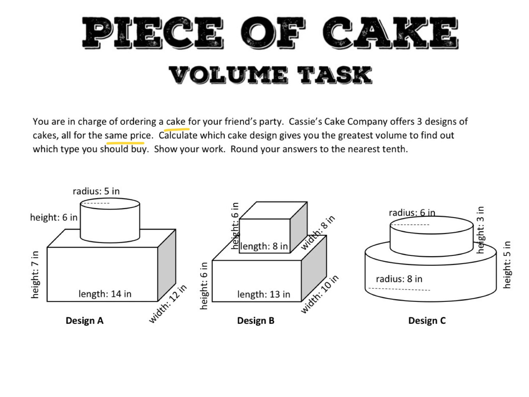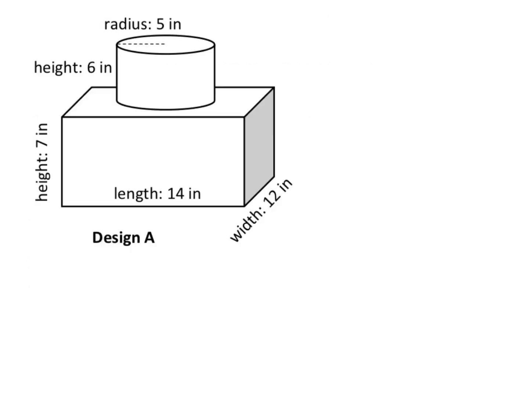So, you know, right away, I'm kind of drawn to this cake here. I think kind of like the cylinder shape. But of course, it's style preference, and we want to see how much volume each cake will have. So, design A, do you see the 2 shapes? We have a rectangular prism, this bottom shape right here, and then we have a cylinder up top. So we want to do the volume of each one.